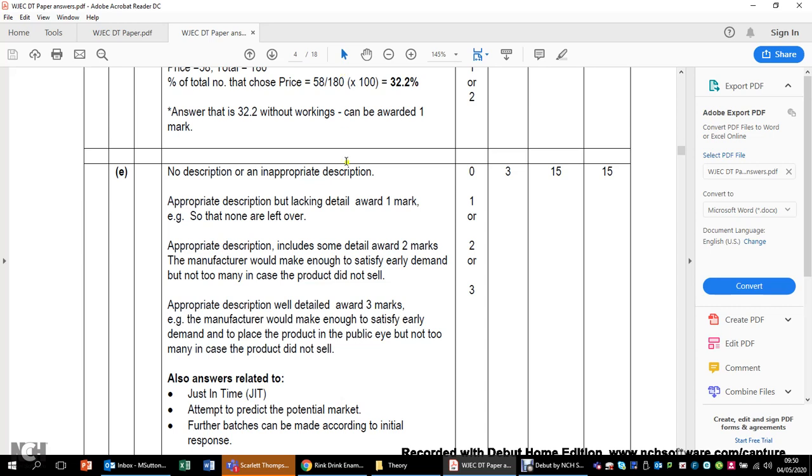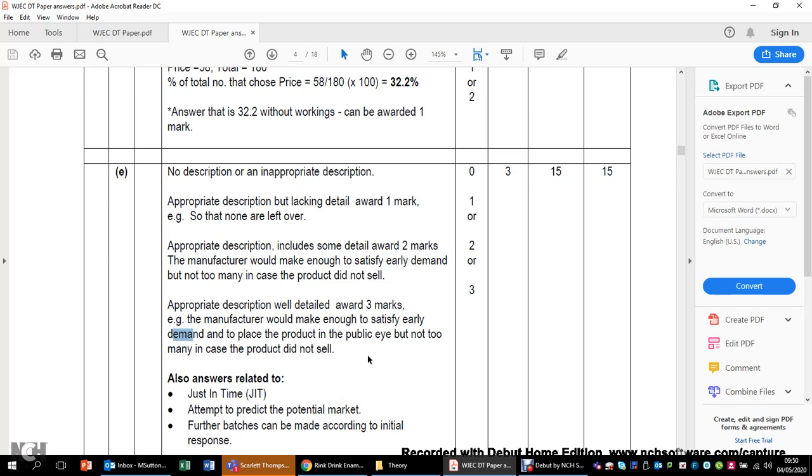So if we're thinking about this one, appropriate description, the manufacturer would make enough to satisfy early demand and to place the product in the public eye, but not too many in case the product does not sell. So you can see there, to satisfy early demand is one of the key bits, to place the product in the public eye, but then also not to have too many, just in case it doesn't sell. So we need 3 individual points.